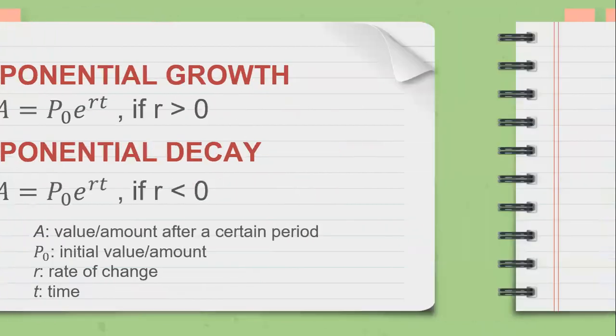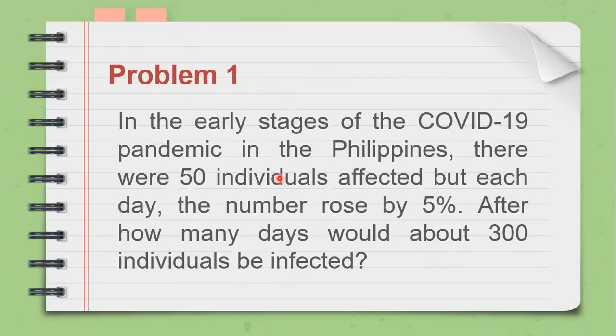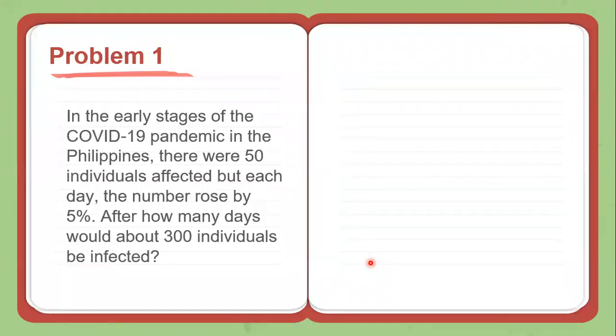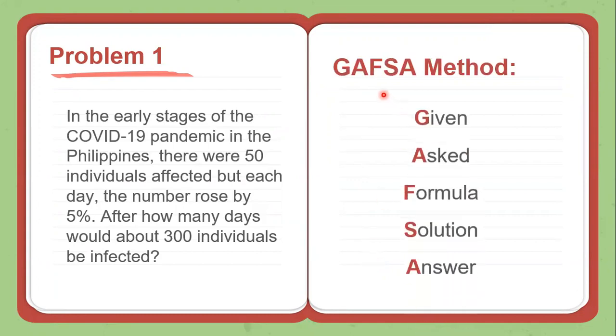So to understand this, we have to consider this problem in the early stages of the COVID-19 pandemic in the Philippines, we can clearly see how relevant exponential equations are in our present situation. There were 50 individuals affected, but each day the number rose by 5%. After how many days would about 300 individuals be infected? So, class, to have a good approach in solving a word problem, I am introducing you the GAFSA method, wherein each letter of this acronym corresponds to the following: given, asked, formula, solution, and answer.